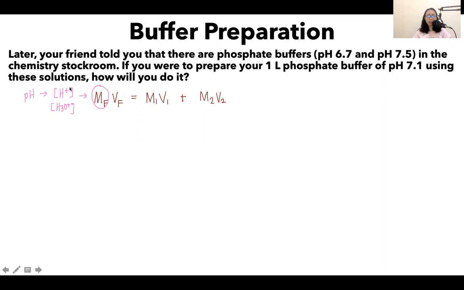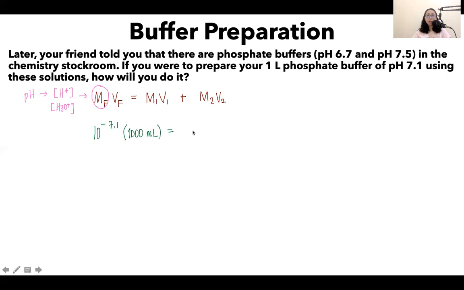So how do we use the modified dilution formula to prepare our 1 liter phosphate buffer of pH 7.1? Our target pH is 7.1. So the molarity of our hydrogen ions is the anti-logarithm of the negative of the pH. That's 10 raised to negative 7.1. And we have our desired volume, which is 1 liter or 1000 ml.